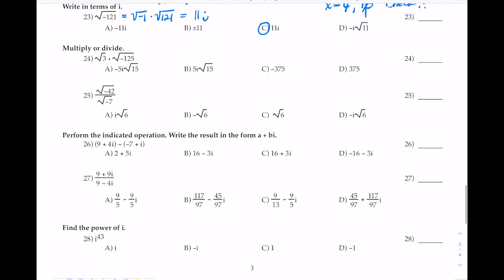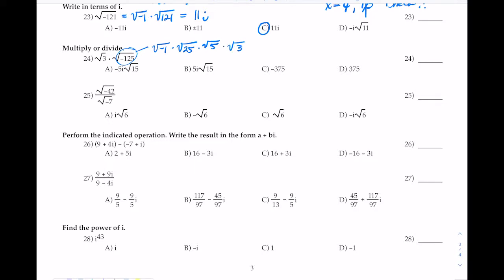Multiplying and dividing doesn't always work the way we like it to and the way we're used to with radicals. So for instance, in 24, you're multiplying. You can't just multiply the 3 and the negative 125. You first have to simplify the square root of negative 125. So the first thing I'm going to do is pull out a negative 1. And I also know that I can break down the square root of 125 into 25 times 5. And then don't forget I have that square root of 3 there as well.